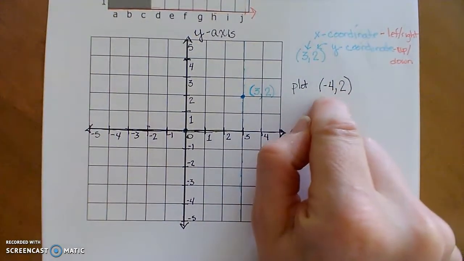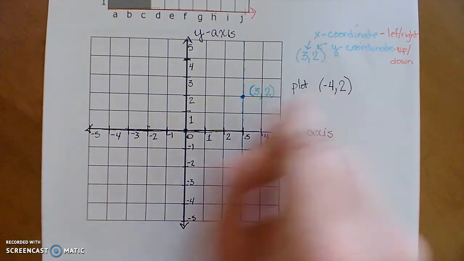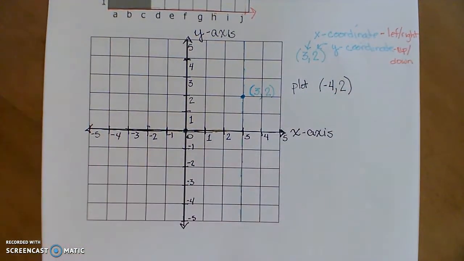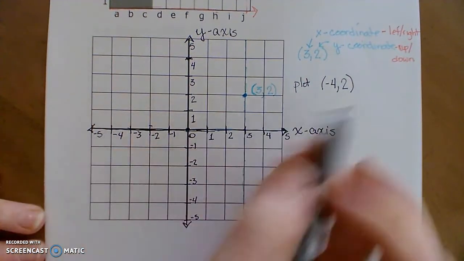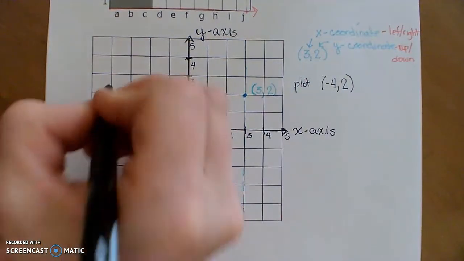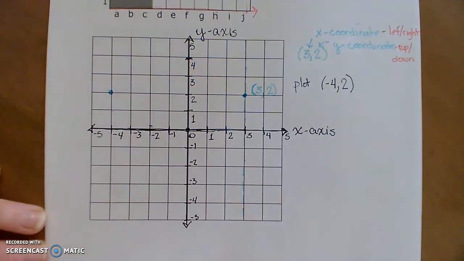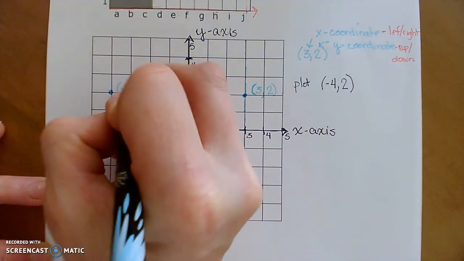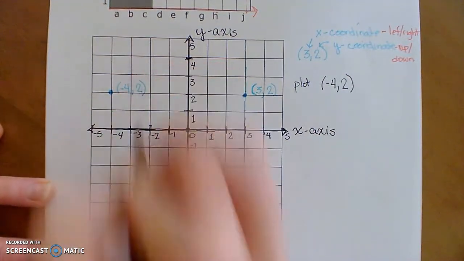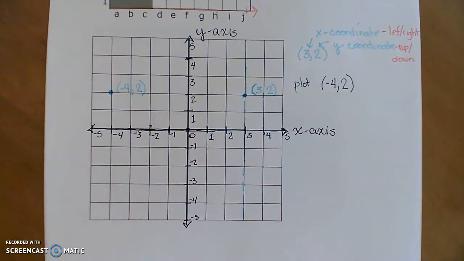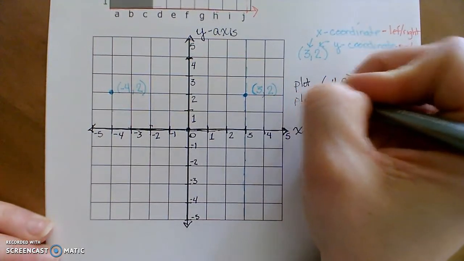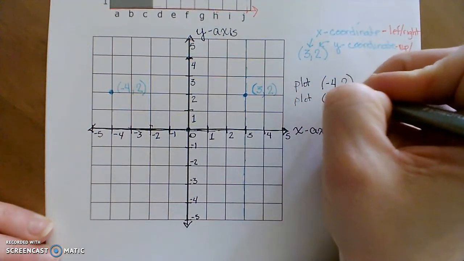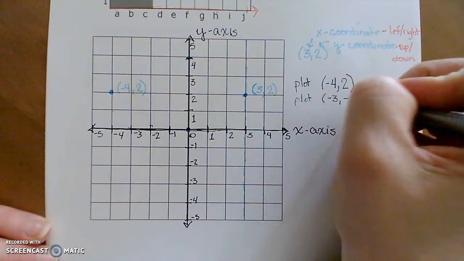So this is my x-coordinate. Since it's negative, I'll go 4 units to the left from center. So 1, 2, 3, 4. And then 2 units up. 1, 2. So here is the coordinate -4, 2. Let's plot another point. We'll plot -3, -1.